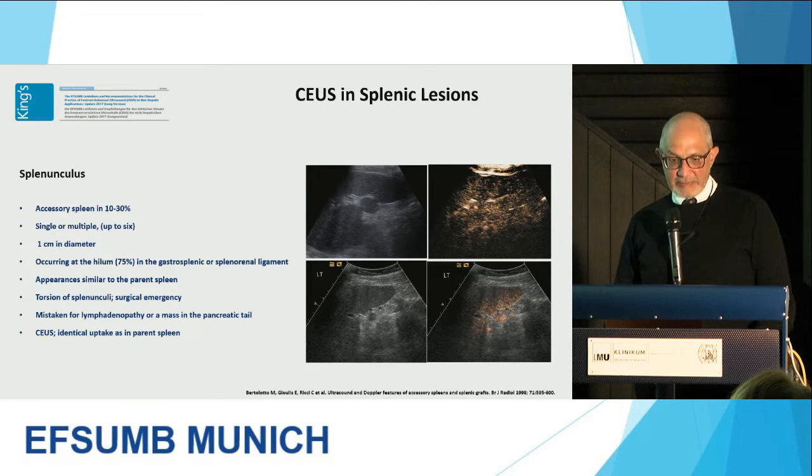Splenunculus is an accessory spleen, and it's quoted to be found in up to 30% of patients. It may be single or multiple, and you can have up to 6, and they can be quite large.